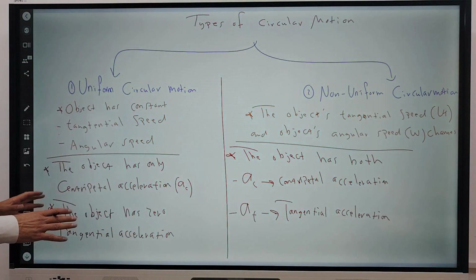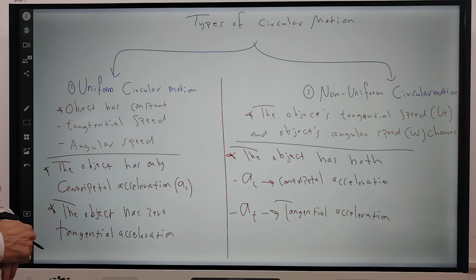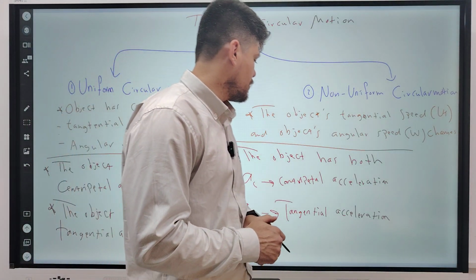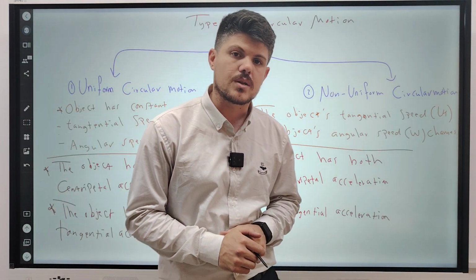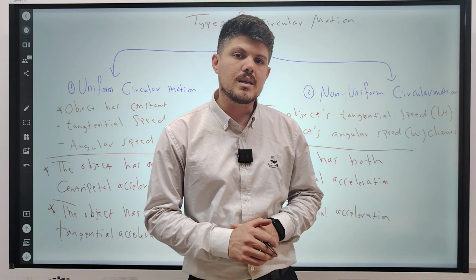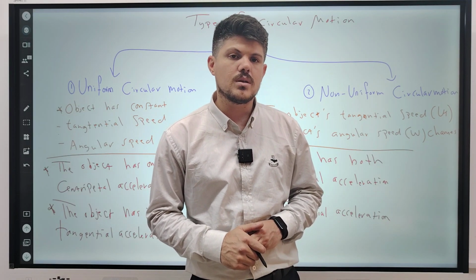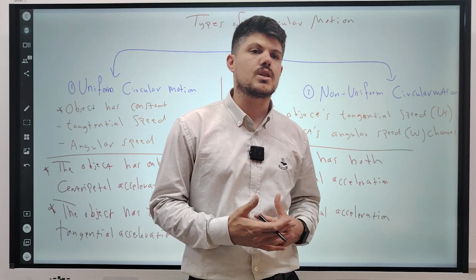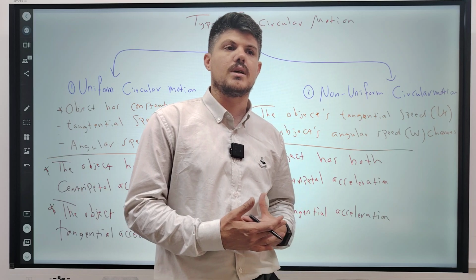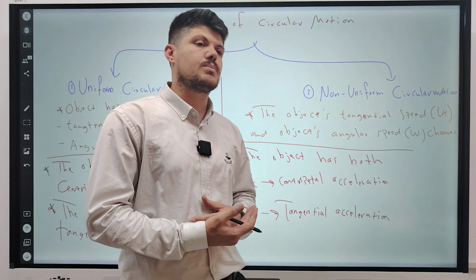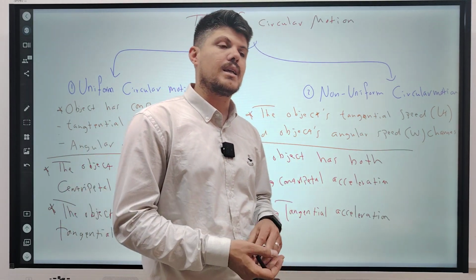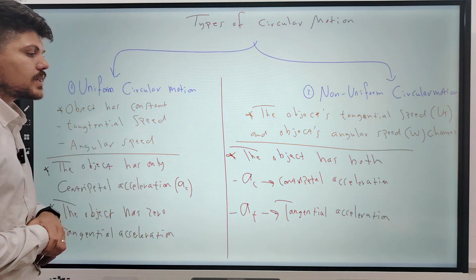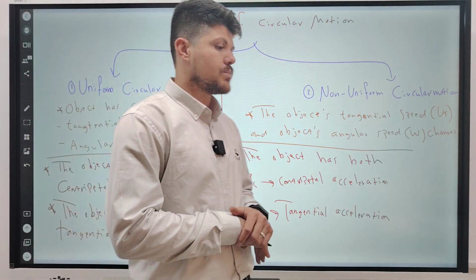Okay, so this is very important. When does the object have both centripetal acceleration and tangential acceleration? When the object has non-uniform circular motion? Yes. Okay, and also you can say when the object's tangential speed and angular speed change or vary. In that case, both types of acceleration are produced.